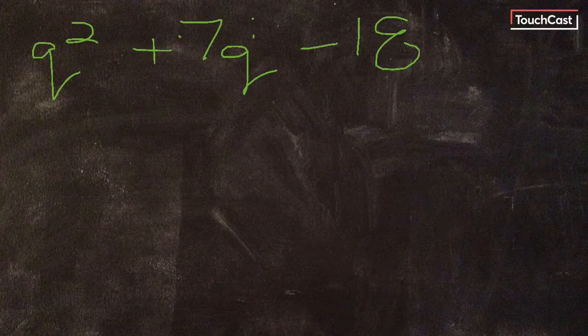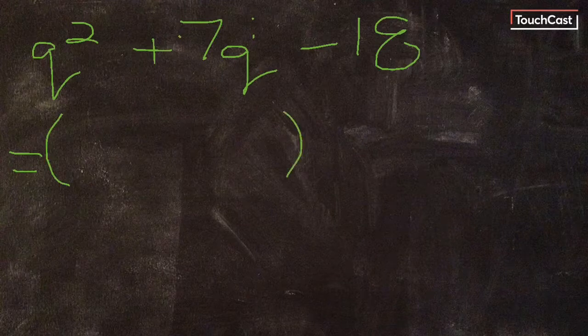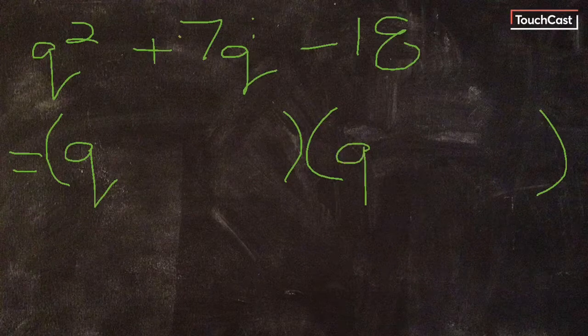Okay, so I look at this, I can't common factor it, I can't do difference of squares, but I can do a different type of factoring. In this type of factoring, again, I'm going to have two sets of brackets. The first term is going to be q in each of those brackets, because if I FOILed the first times the first term, it would give me q squared. And then I need to figure out, for my second term in each bracket, a number that's going to multiply together to give me negative 18 and add together to give me positive 7.